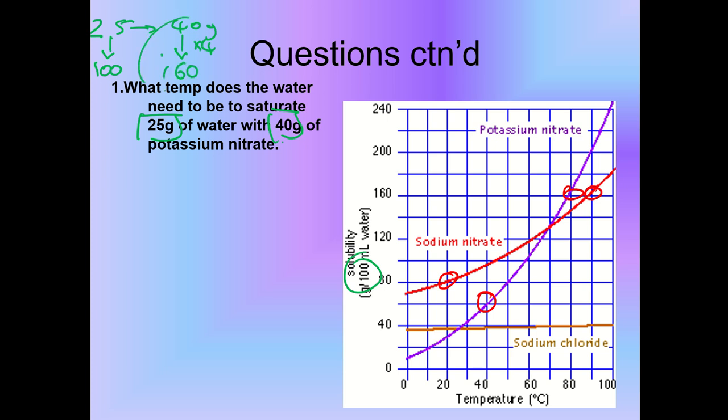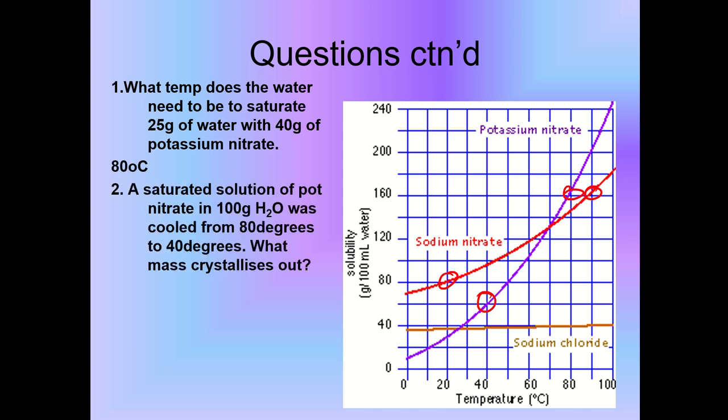So really what they're asking us here is at what temperature does 160 grams of potassium nitrate saturate the 100 grams of water? So we go to 160 here, we go across and we go down. Make sure we pick the right line, it's the purple line this time. So we go across to here, we go down to here. So at 80 degrees Celsius, 160 grams of potassium nitrate will saturate the 100 grams of water. Or in other words, if we only had 25 grams of water, it would be 40 grams of potassium nitrate that would saturate it. So the answer is 80 degrees Celsius.